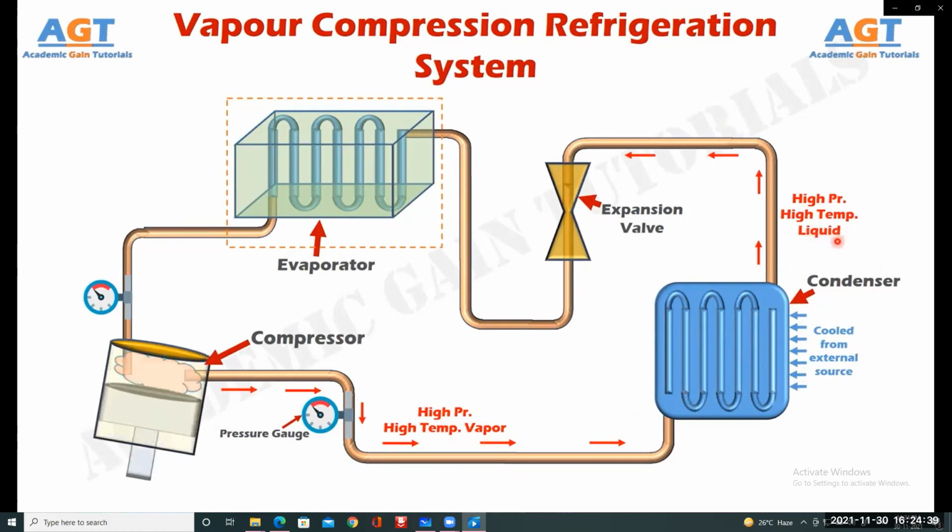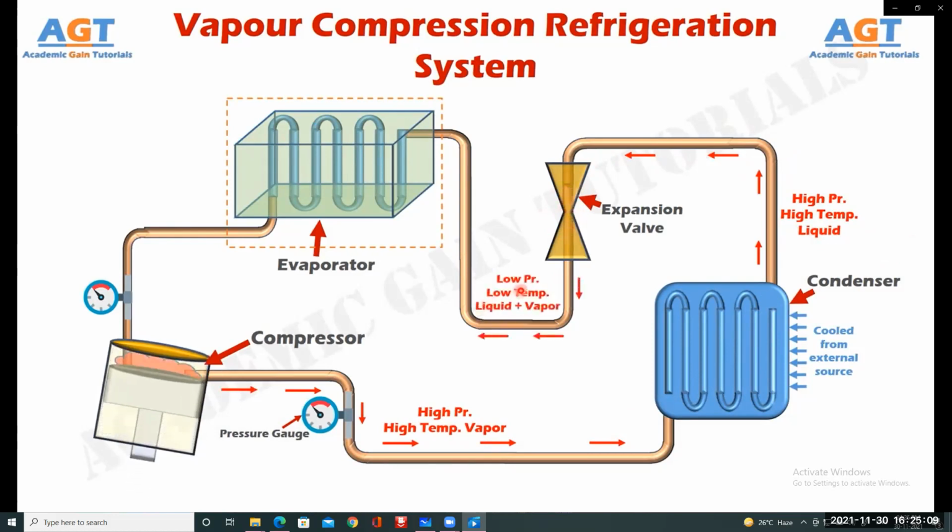Now this high pressure, high temperature liquid refrigerant will leave the condenser and pass through this expansion valve or throttle valve using this connected pipe. Now, this high pressure liquid refrigerant coming from the condenser will be expanded inside this expansion valve. We know that when expansion occurs, the pressure between the molecules decreases considerably, thus the temperature falls. So, this high pressure liquid refrigerant will be expanded into low pressure, low temperature liquid refrigerant.